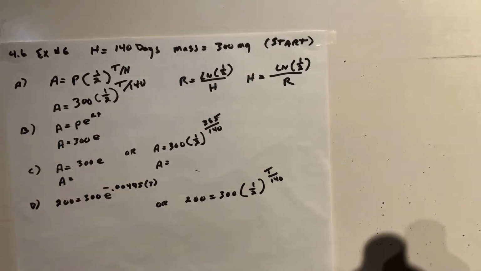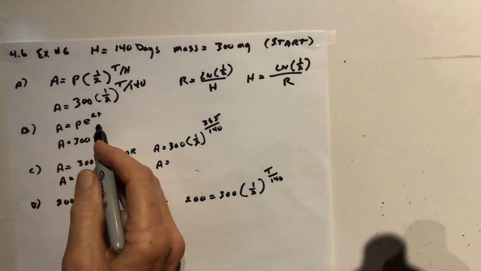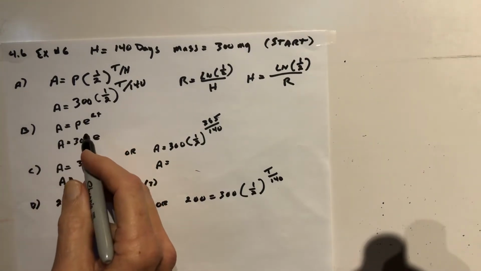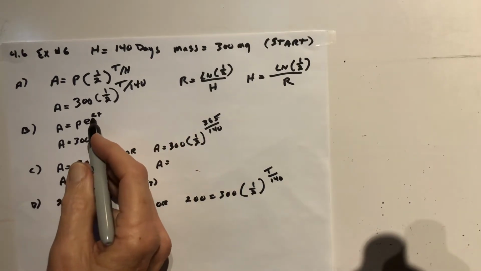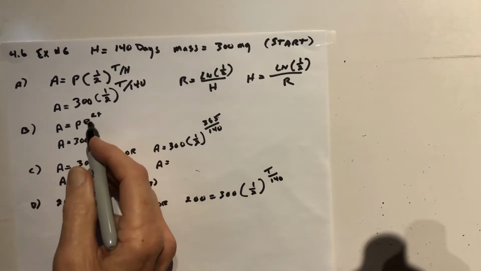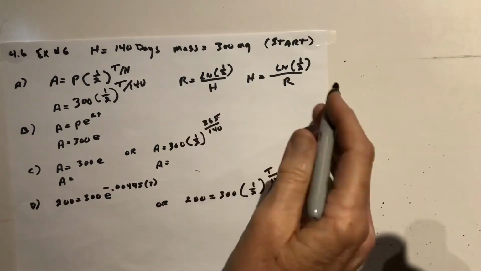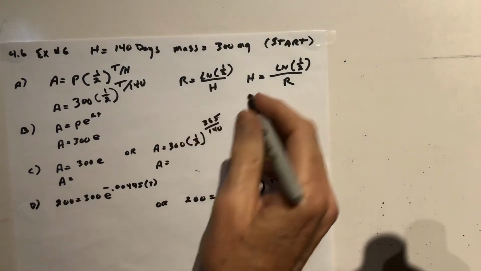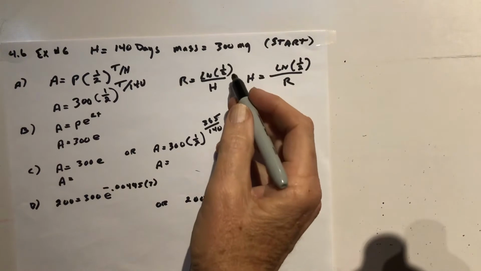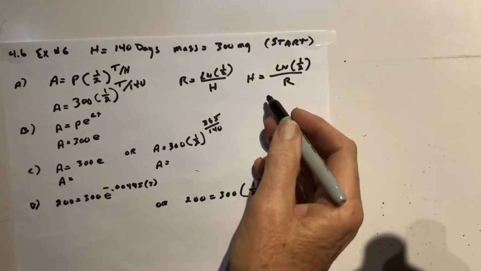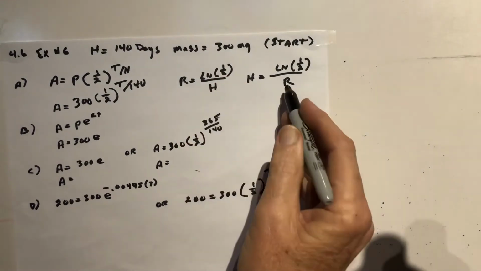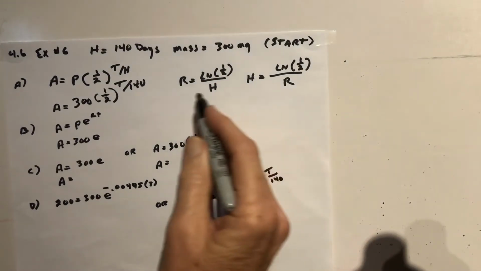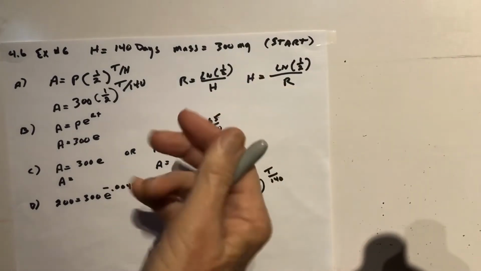Part B, they want a different formula. They want PERT. So we have to convert from half-life to a rate. That's an R right there, P-E-R-T. And here are the two formulas. You may want to have them written down somewhere where you can get to them. If you know the half-life, you can find the rate by this formula. If you know the rate, you can find the half-life. They look the same, they just swapped the two letters.